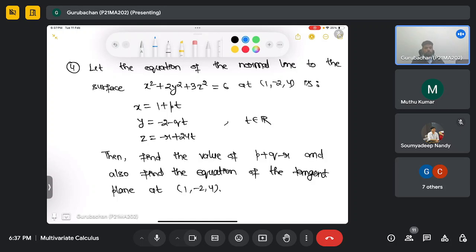Okay, understood. So let us think of some other points which lie on this surface. We can take the point (1, 1, 1). Then this will change a little; this will be 1 minus qt.